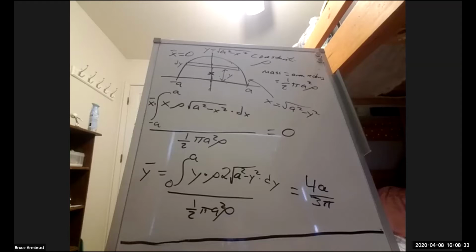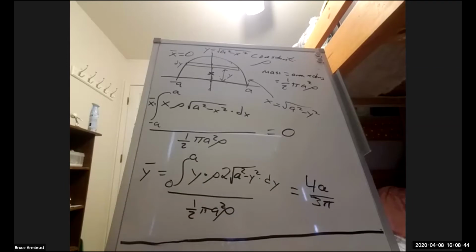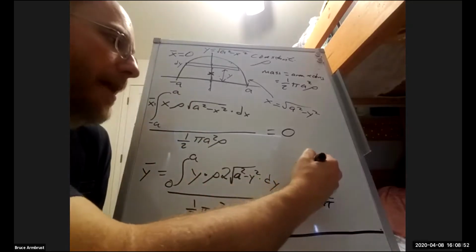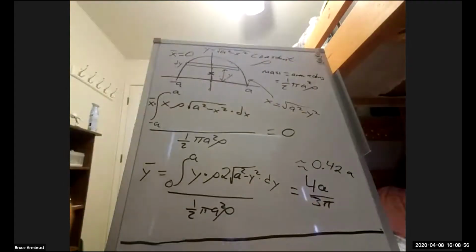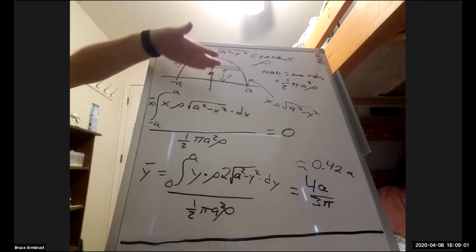And looking at it that way, you probably don't have a good understanding of where that's located. But what would help is if we figured out what fraction of a that is. So if you just look at the 4 over 3 pi, that's around 0.42. So this is around 0.42a. So if you were to think of this as 0 to 1, we're only going to go up 0.42.